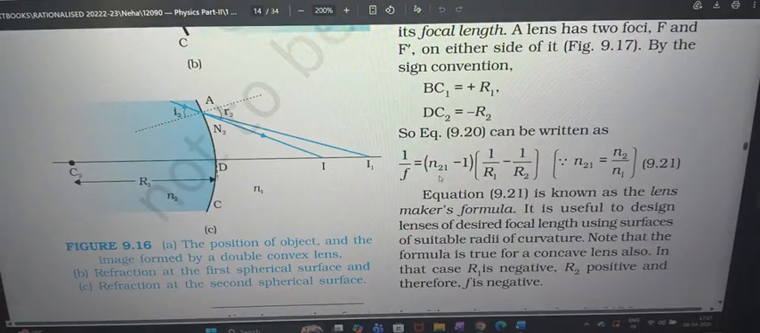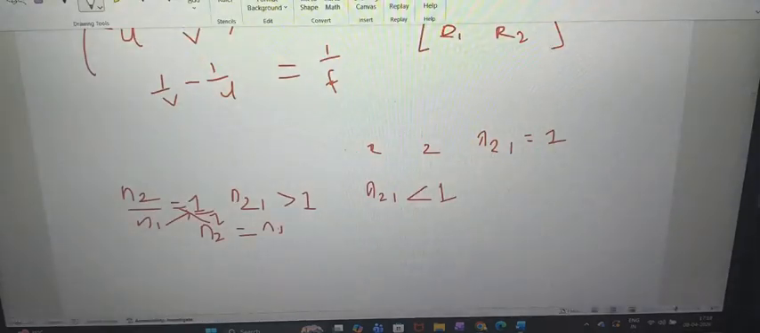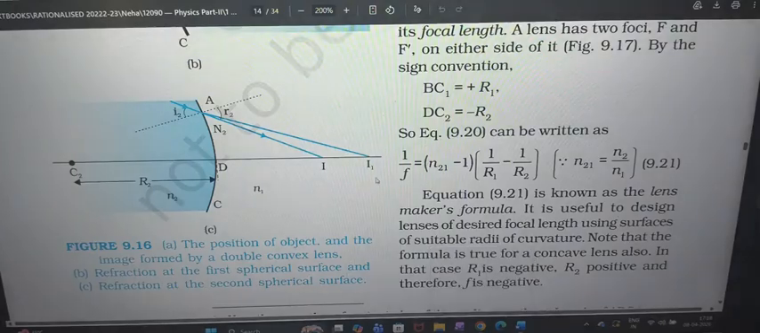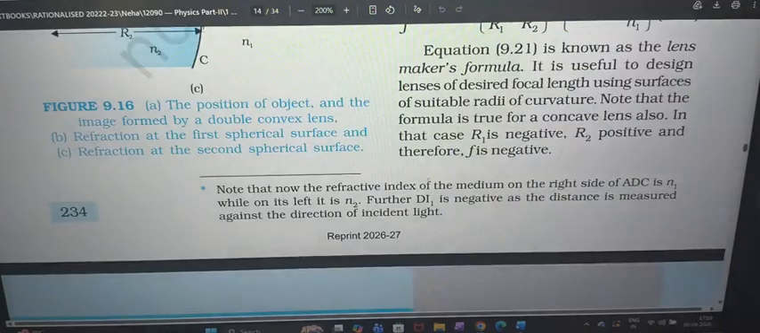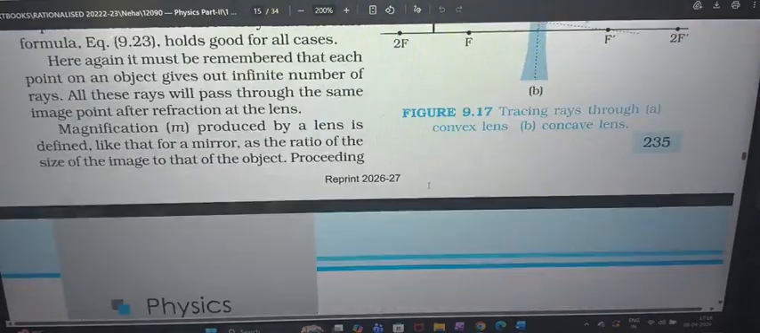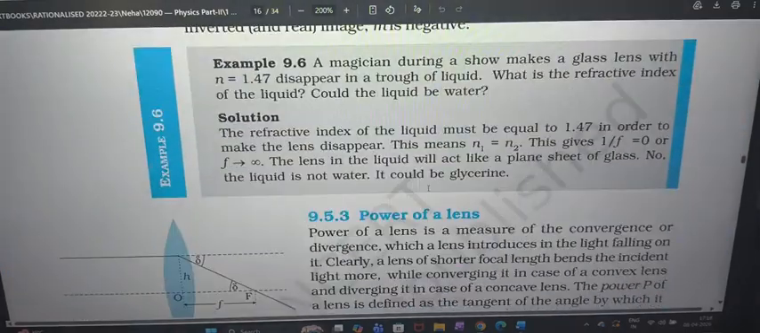So if n2 is equal to n1, then what will happen? n21 is n2 by n1, so n2 by n1 will become 1 because both are equal. That's what we have just said over here. So 1 minus 1 is 0. The entire thing will become 0. 1 by f is 0. When 1 by f is 0, we can say the denominator is infinity. 1 by infinity is 0, right? That's why they're saying f will be infinity. Then where is the image even forming? So we won't be able to see that lens.